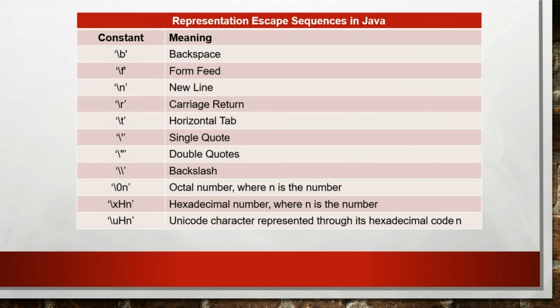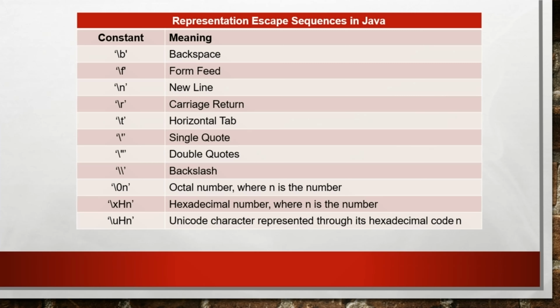\r means to return to the beginning of the current line without advancing downward. \t is usually a combination of 7 spaces, but it may differ from platform to platform. \' is used to represent a single quote. \" is used to represent a double quote. \\ is used to represent a backslash.